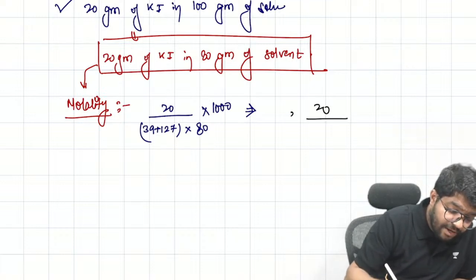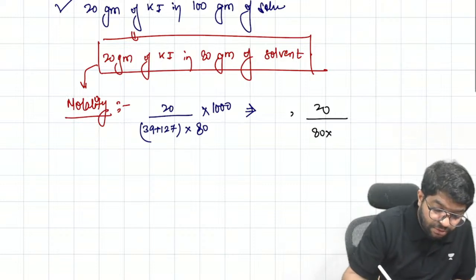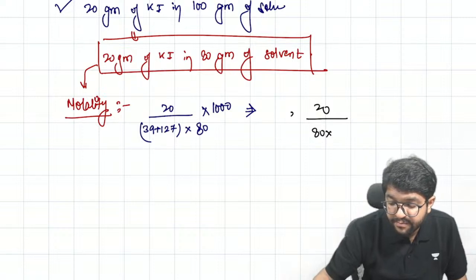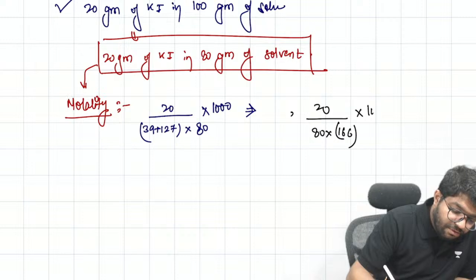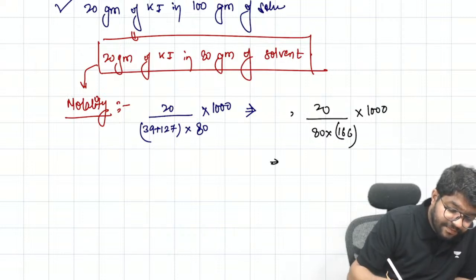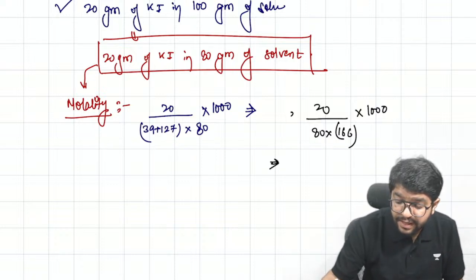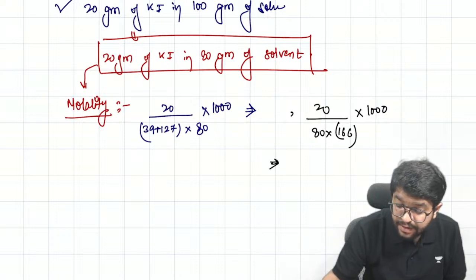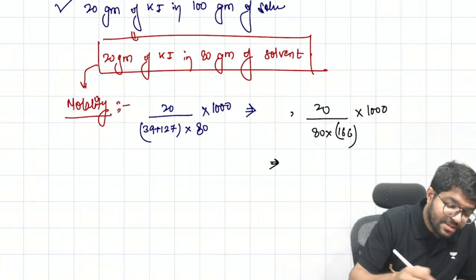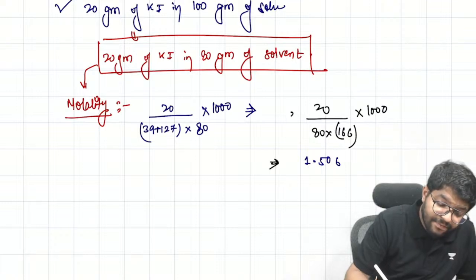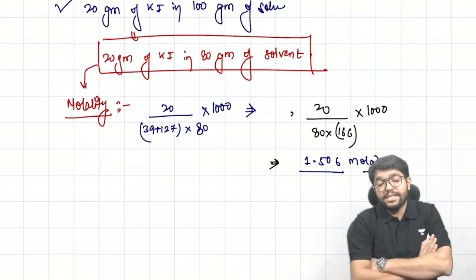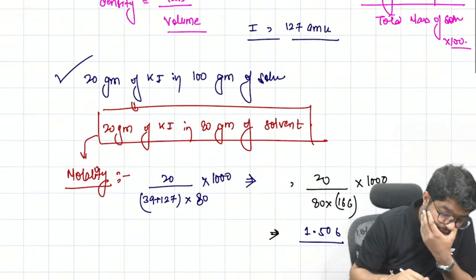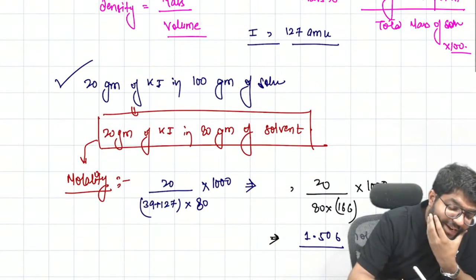It's most welcome. It's 20 upon 80 into 127 plus 39, 166, and then into 1000. So what is the answer that you have? 20 into 1000 divided by 80 divided by 166. You have 1.506 molal. Now with the same formula, you can calculate your mole fraction also.